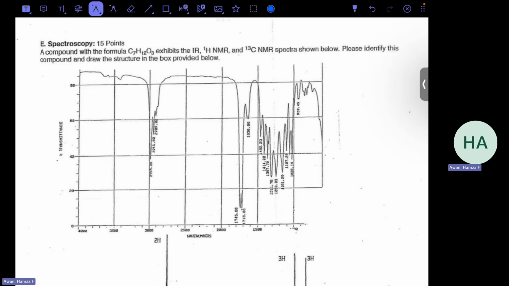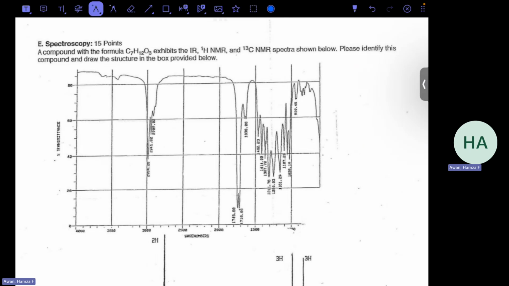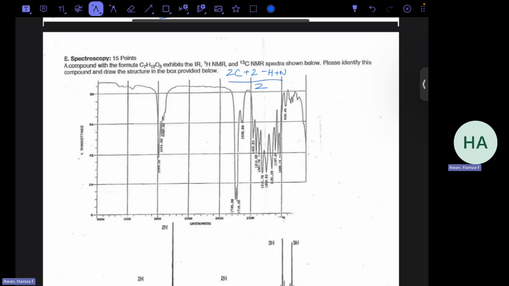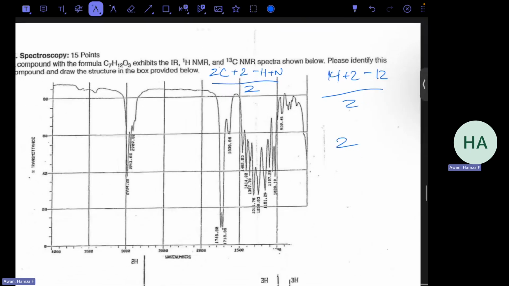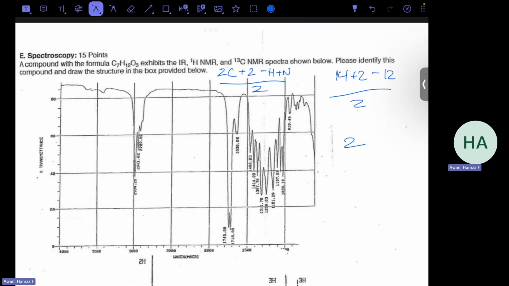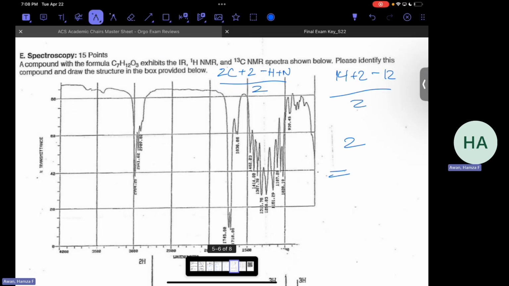Okay, so the first thing we do is the unsaturation number. Remember, 2C plus 2 minus H plus nitrogens, all divided by 2, right? So we have 14 plus 2 minus 12, all divided by 2, which comes out to 2 as an unsaturation number. So what that tells us is that we have either 2 double bonds or we have 1 triple bond.